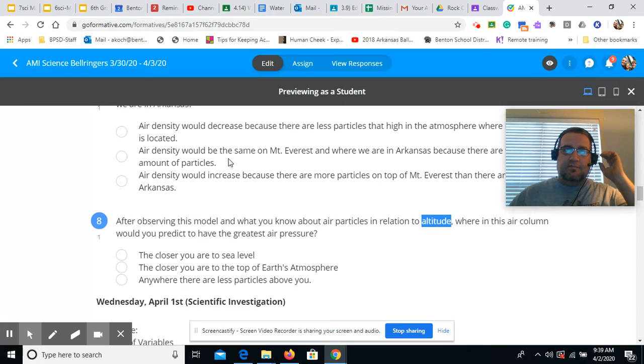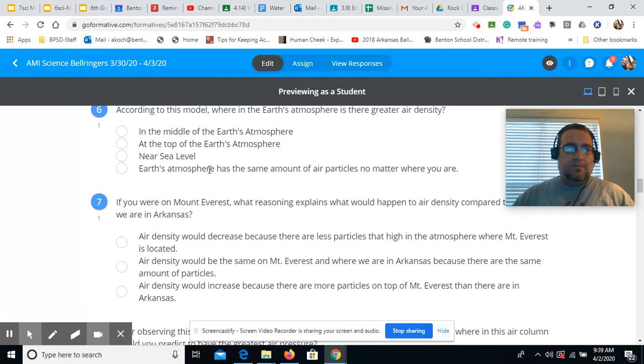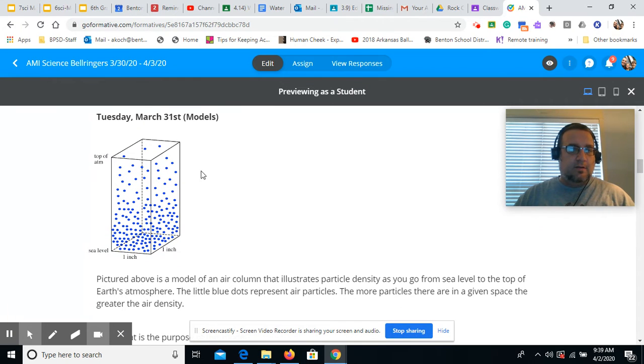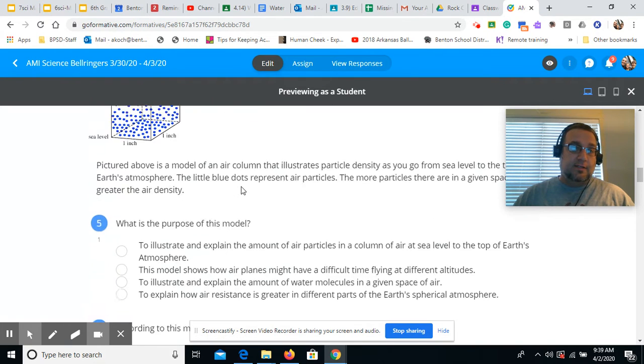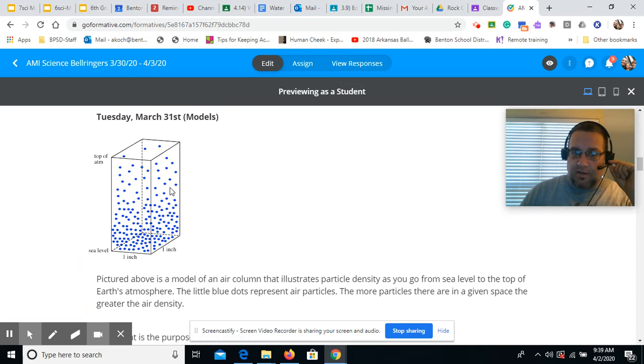All right, and altitude obviously is height away from Earth's surface. So we go back up to the model. We're going to take a peek at it and ask, what's happening to air pressure? Where is air pressure going to be the highest? So take a look at your model and understand what we have here.